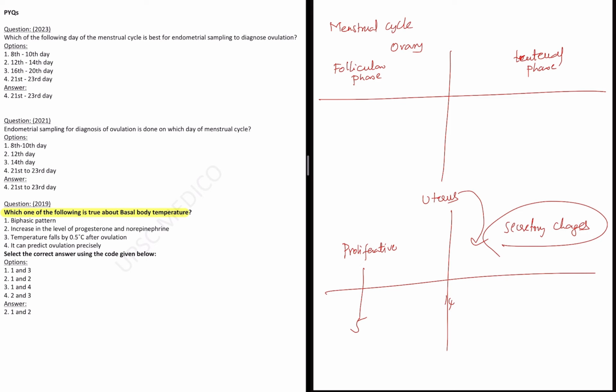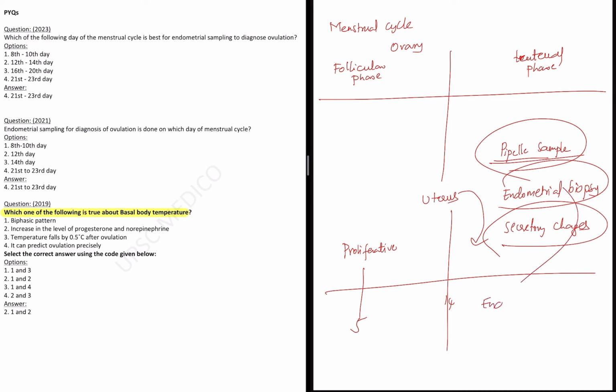We have special pipelle sampler which helps in sampling or aspiration of the endometrium. Okay, so instead of endometrial biopsy, the new terminology they use interchangeably is, we don't go for endometrial biopsy, we go for endometrial sampling.